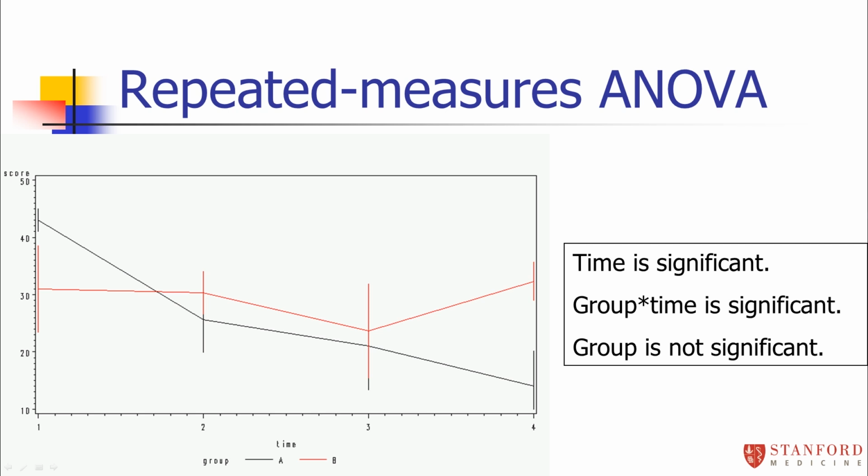We usually care least about the group factor, but overall, if you just average the depression across all the time points in group A versus group B, that was about the same, because group A starts a little higher but ends a little lower. So the group factor here will not come out to be significant.